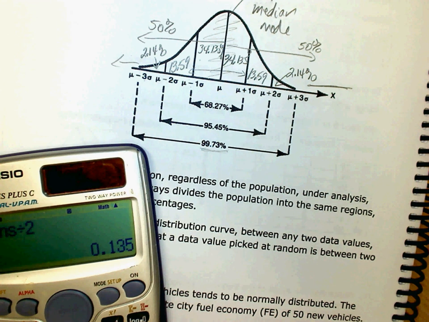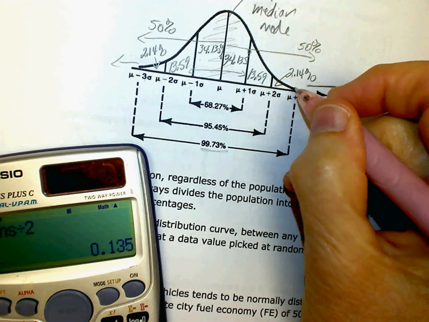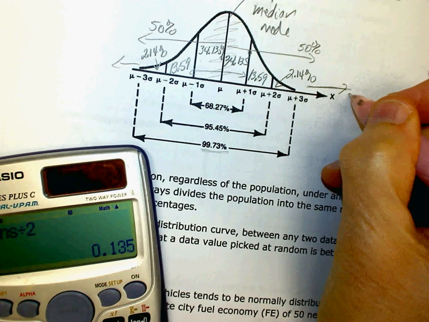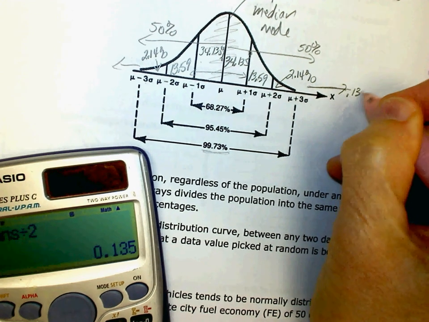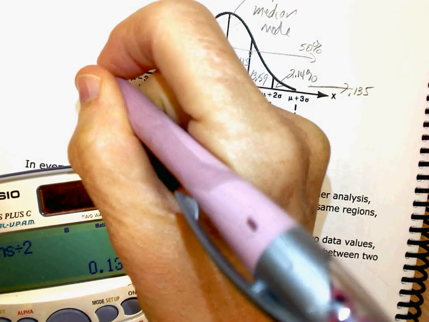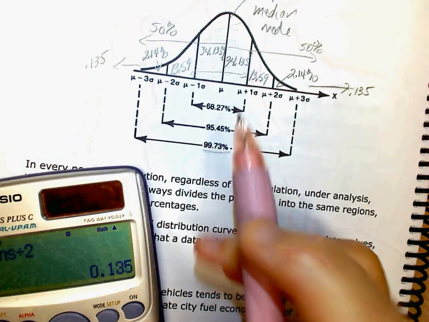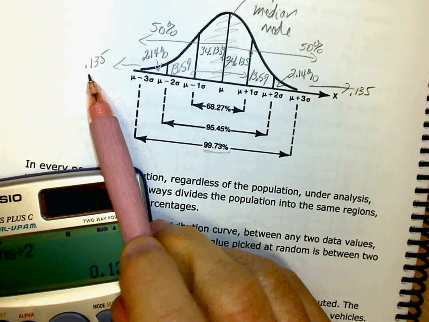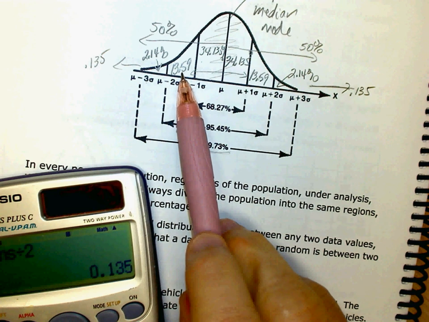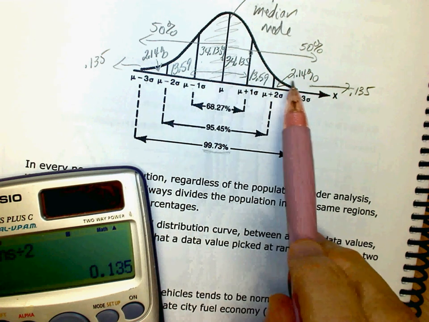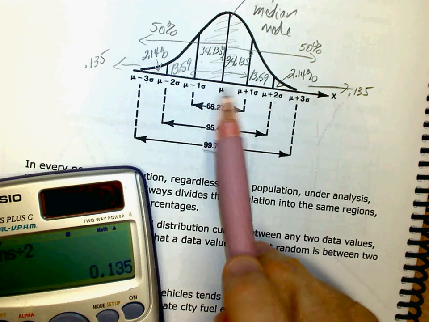So about 0.135% fall below here. So it's going to be 0.135% and 0.135%. If you were to add all these up, the 0.135, 2.14, all the way up to 2.14, that should add up to 100%.